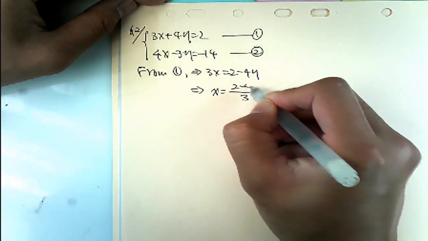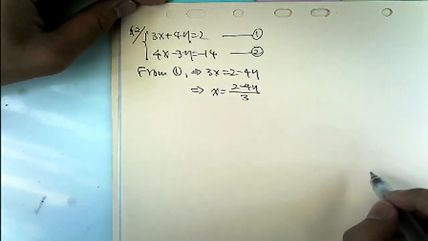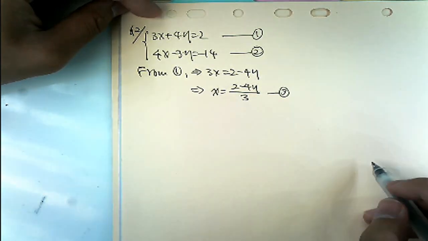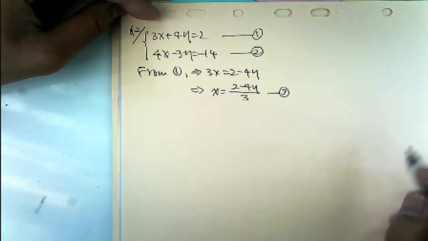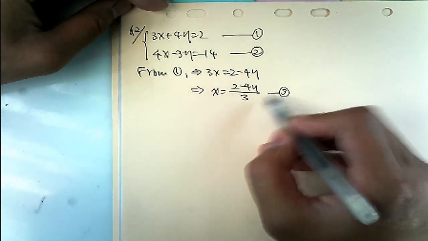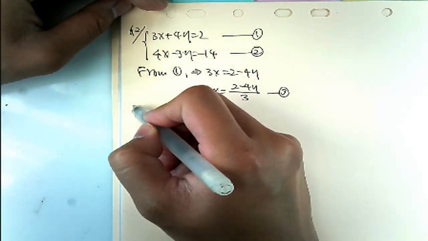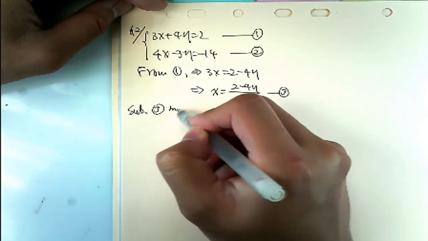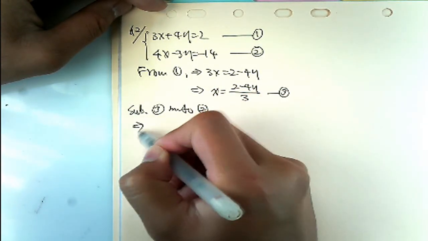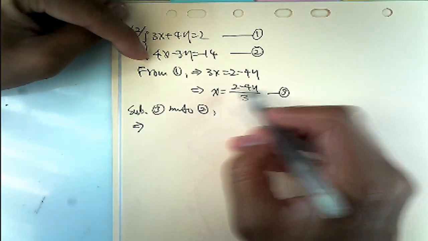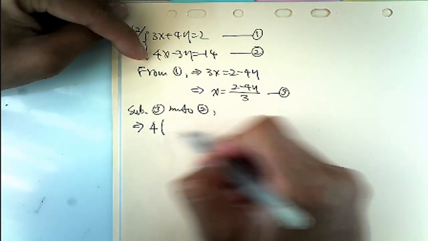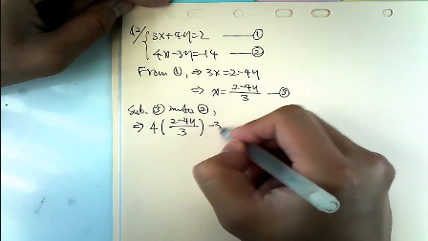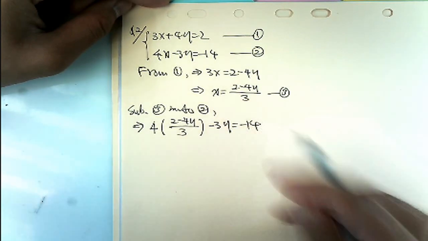Actually you make x the subject. Understand? So when you got this, give a name, equation number 3. Put this equation number 3 into number 2. So you can write: sub 3 into 2. Then you will have this. So how to write this? You write 4 times, it is a block, use a bracket. Understand?